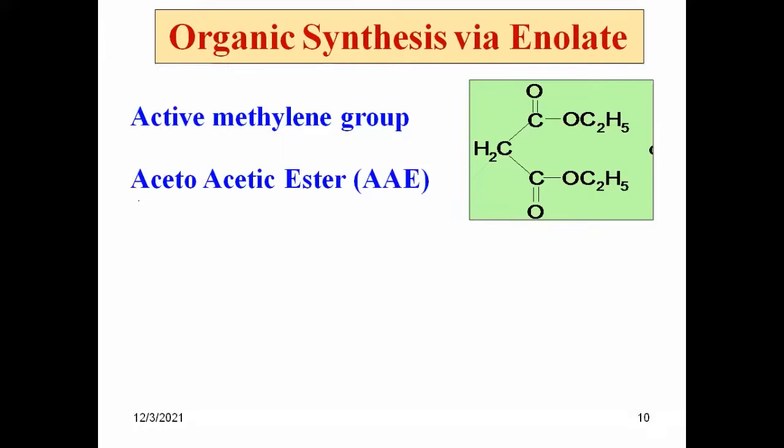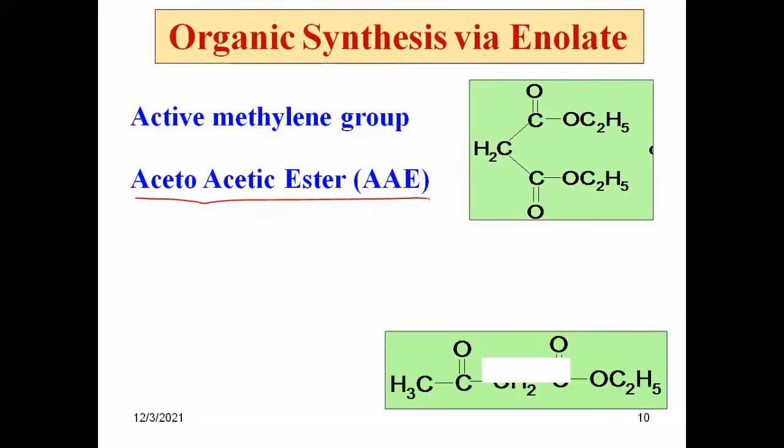Actually, in the first step, we are studying the first compound, aceto-acetic ester, that is ethyl acetoacetate. In ethyl acetoacetate, there is one ketone and the second is the ester group. On one side there is a ketone and on the other side an ester. Okay, means there are two electron withdrawing groups.